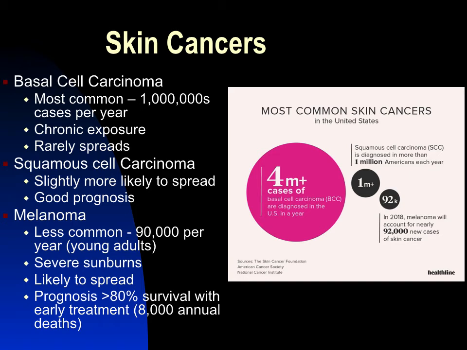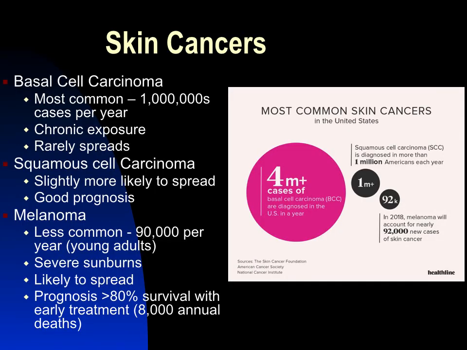Okay, the rarest but the most severe type of skin cancer is melanoma. Much less common, but it tends to occur in young adults after severe sunburns. It's more likely to spread, it metastasizes much more easily, and is much more often fatal than the first 2 types of cancers, but still has good prognosis. With early treatment, more than 80% of people are likely to survive, but it does produce about 8,000 deaths per year.